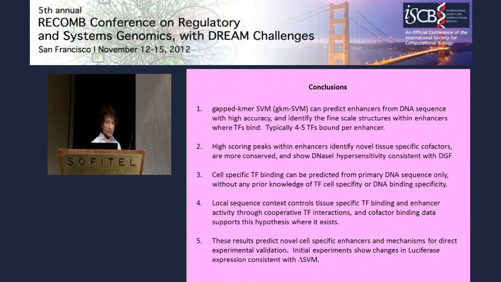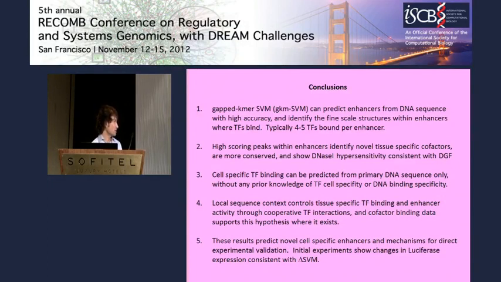So in conclusion, I've shown that our gapped Kmer SVM model can predict enhancers from DNA sequence with high accuracy. And in addition, as opposed to our Kmer-based model, it can predict the fine-scale structures within the enhancer. We typically find 4 or 5 transcription factors bound per enhancer, and that these high-scoring peaks identify tissue-specific cofactors and show DNase hypersensitivity that's consistent with footprinting data.